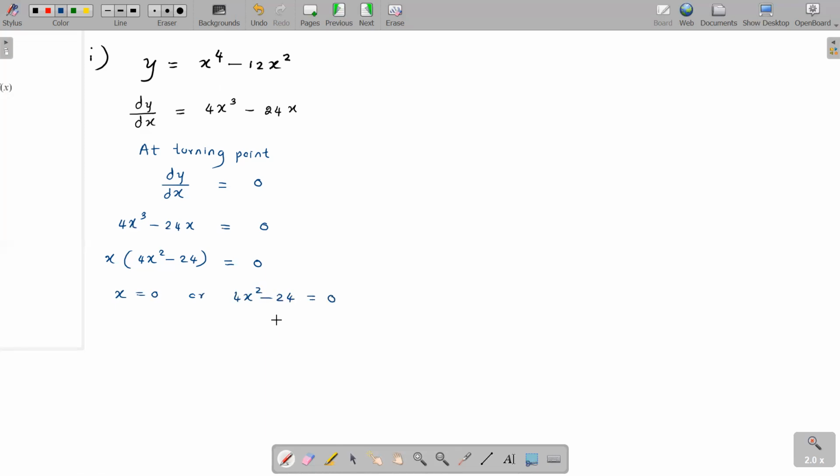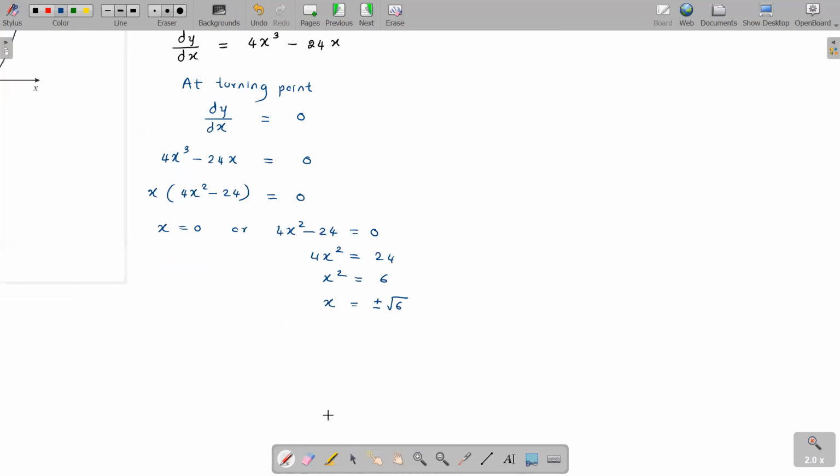Let's solve this one. 4x square equals plus 24. x square equals 24 divided by 4 is 6. Is that okay? Which means x is equal to what? Plus or minus square root of 6. So do you see how many turning points there are? There are 3 turning points: x equals 0, or x equals positive root 6, or x equals negative root 6.